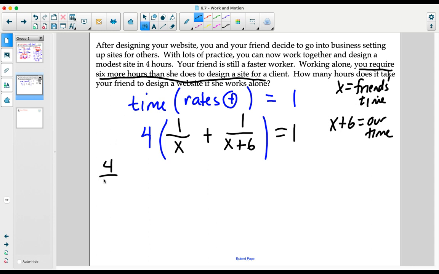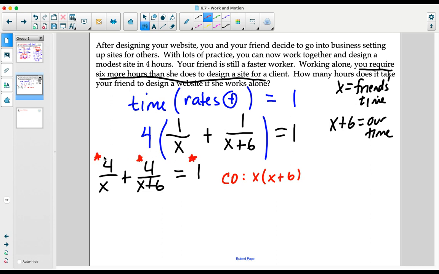To clean this up a little bit, we can distribute the 4 to the two fractions on the left, leaving the 1 behind. We know at this point that our common denominator is going to be x times x plus 6. That's the factor that's going to get multiplied by each one of the individual rational expressions. So multiplying the first one by our common denominator, we're left with 4 times x plus 6. The x's will knock each other out. Multiplying the second one, we're left with 4 times x. The x plus 6's will simplify. And on the right side, we're going to have 1 times x plus 6, which of course just leaves us with x times x plus 6.